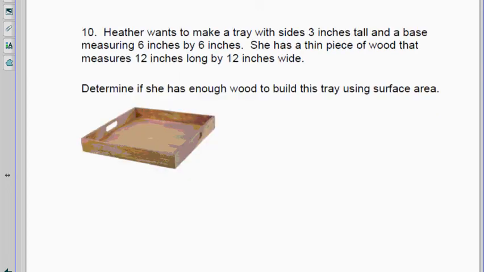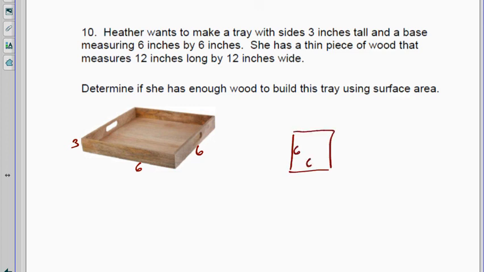Okay, Heather wants to make a tray with sides that are 3 inches tall and a base that's 6 by 6. That sounds like a nice project. She has a thin piece of wood that she can use, and it's 12 by 12. She wants to know if she has enough wood to build this thing. So this thing again is 3 high, and it's a 6 by 6 base, and it's open at the top. So when we're drawing our net, we have a bottom and sides, but we don't have a top.